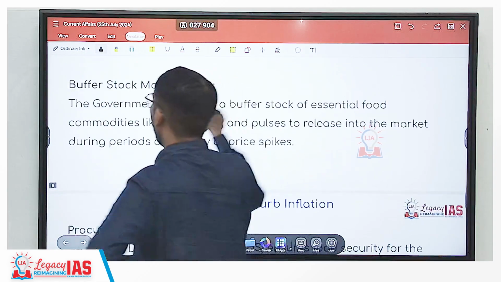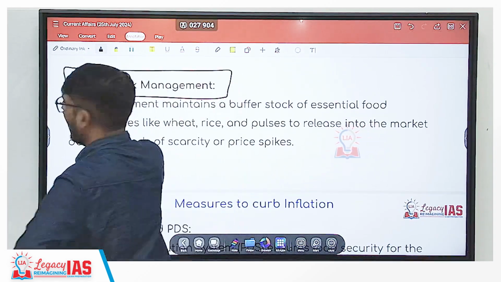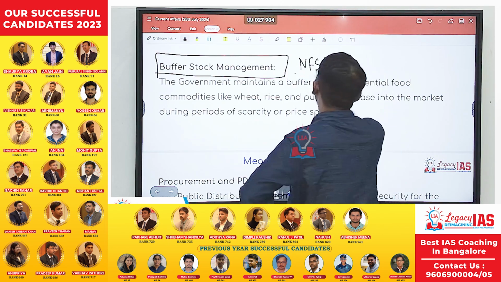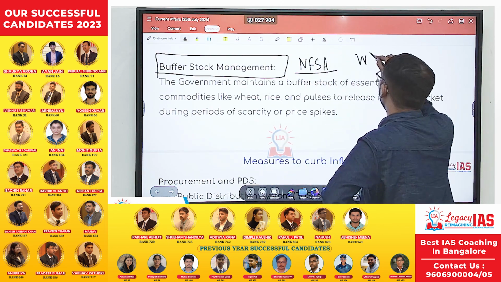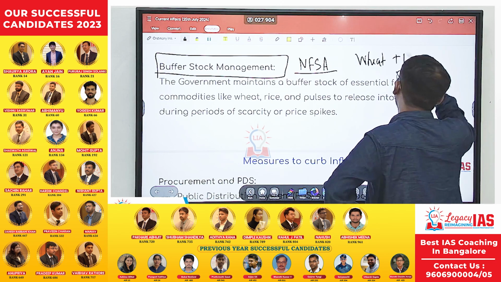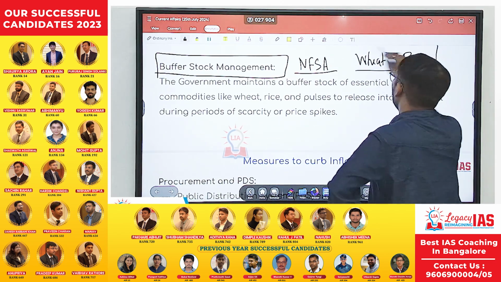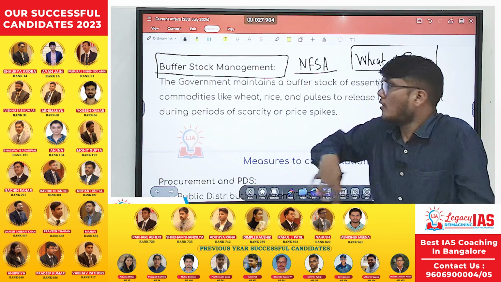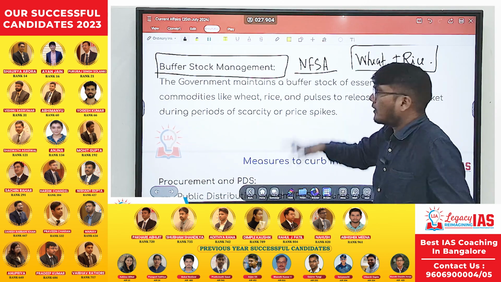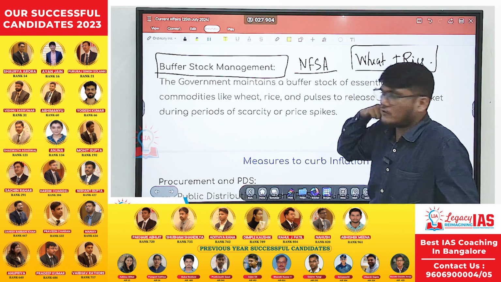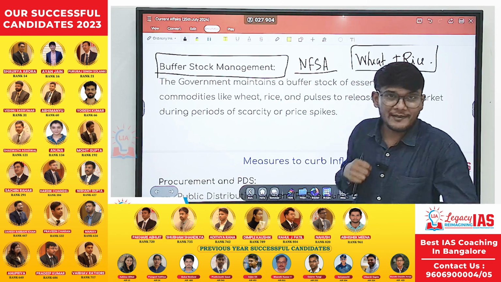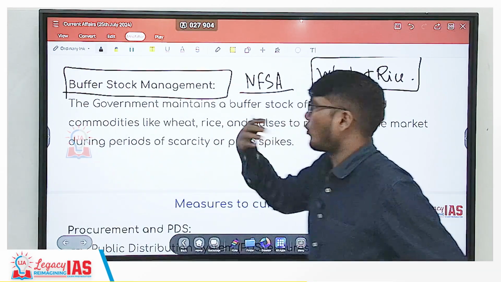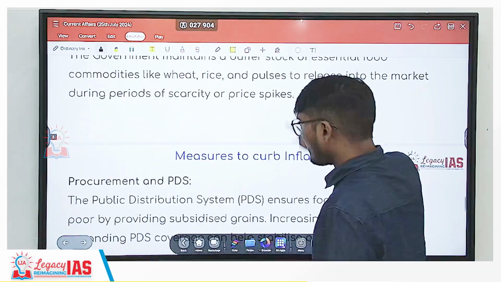Another way is to have, of course, buffer stock. It is anyhow there. Under the National Food Security Act, the government keeps a buffer stock of wheat and rice. So now this can help to provide the calories. It can help to calm down or lower the prices if wheat and rice are not present. So the government can float this buffer stock in the market to lower the price, to provide it at a cheaper rate, etc. Right?